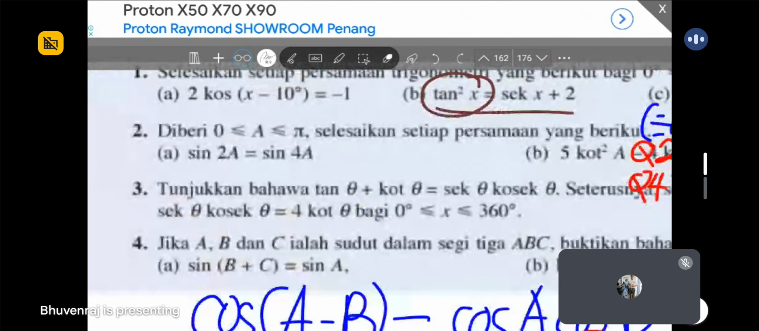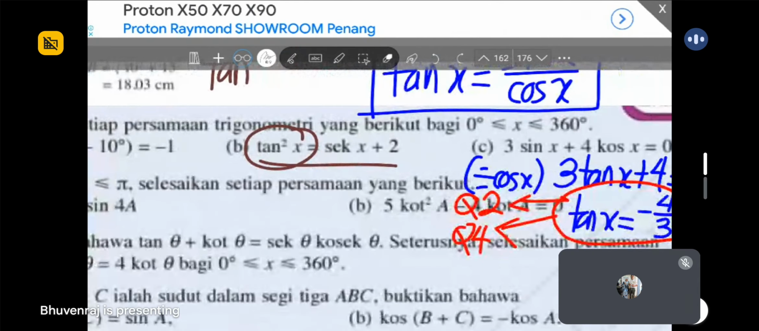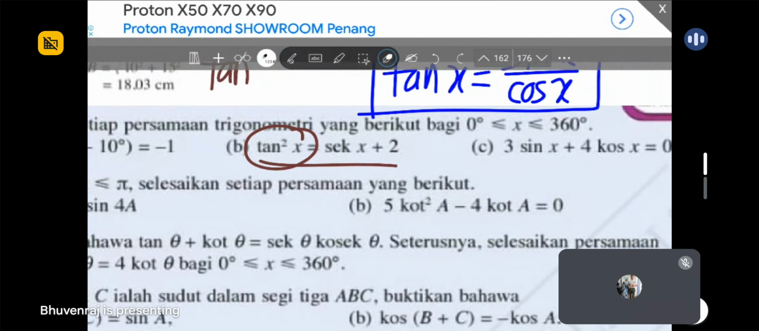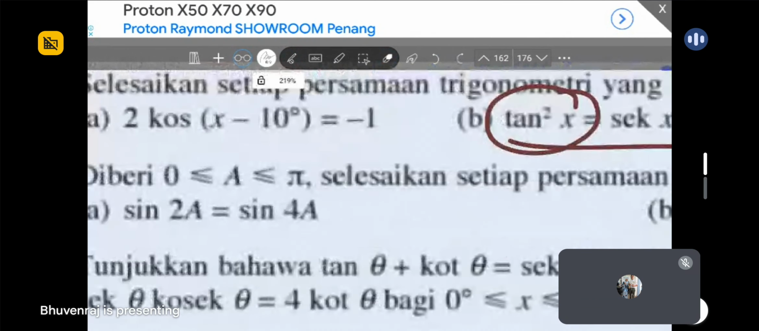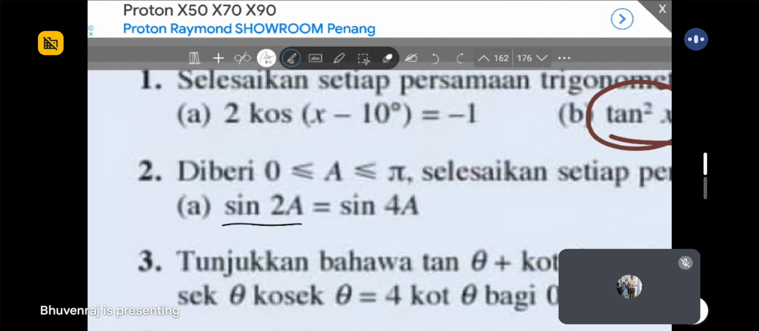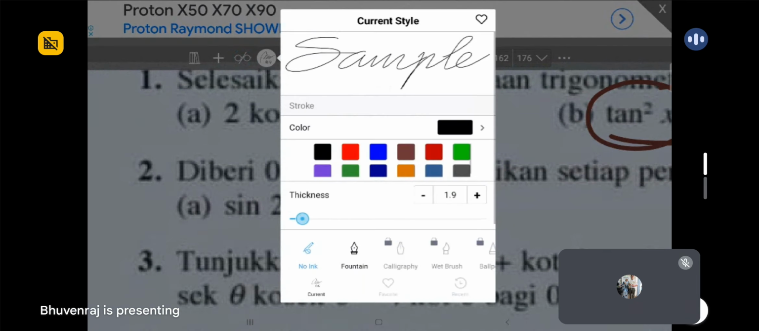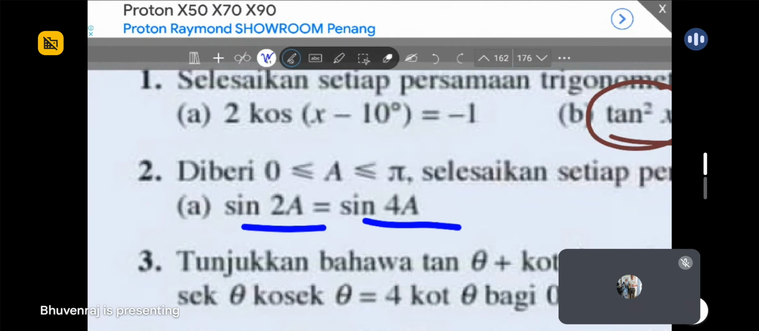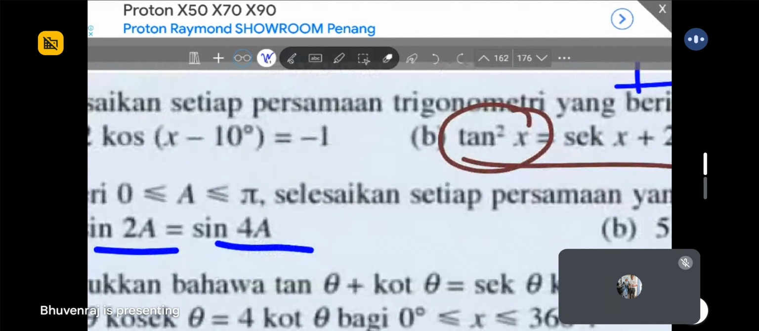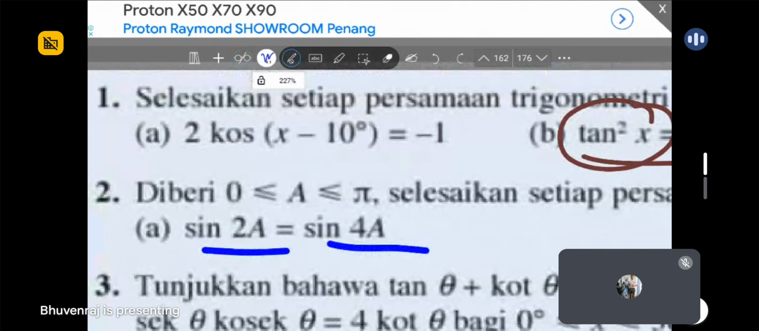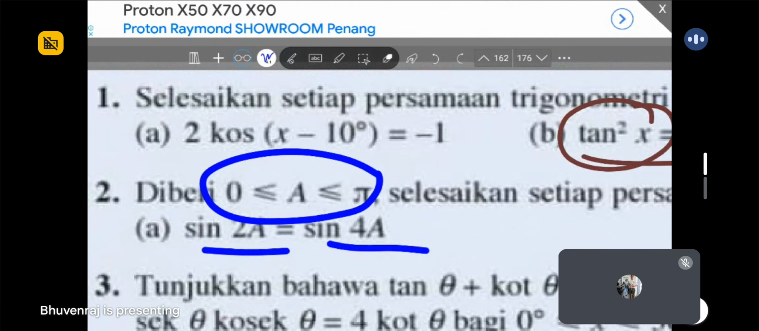Okay, so we see the second question. Okay, so second question is also on solving. Kamu kena selesaikan. Okay, so for the second question, they give you this equation. Sin 2a equal to sin 4a. Okay, so how do we solve this, guys? Macam mana boleh selesaikan?